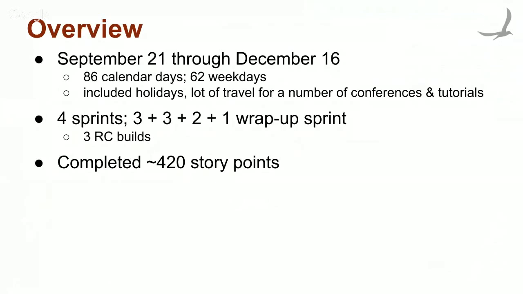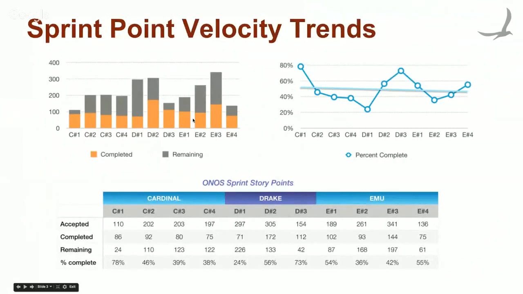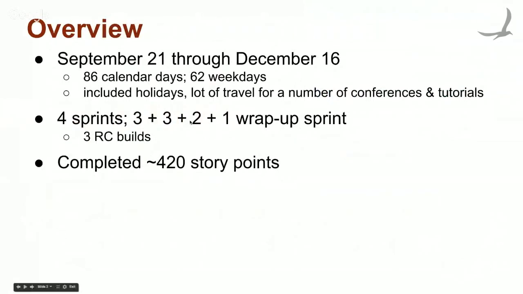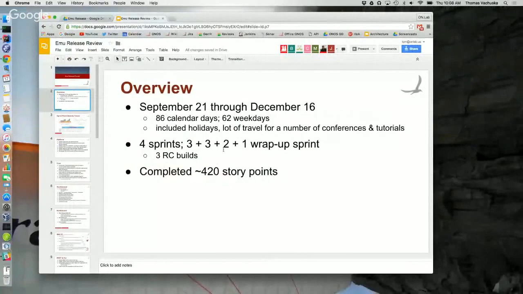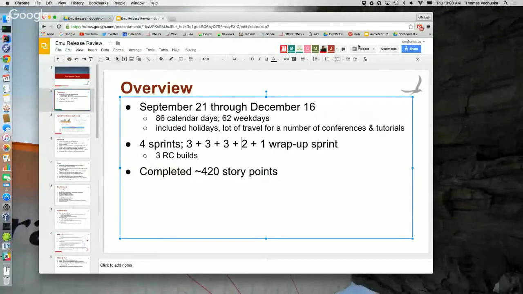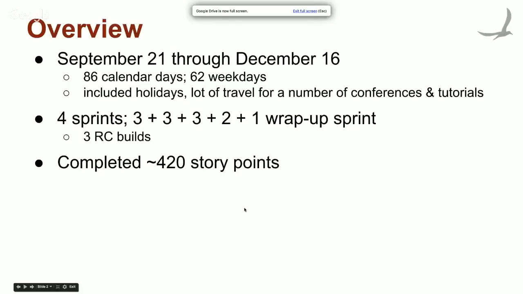We ran the release in 4 sprints, which comprised of 2 3-week sprints plus a 2-week sprint at the end and 1 wrap-up sprint. Actually, I take that back. And we completed approximately 420 story points.